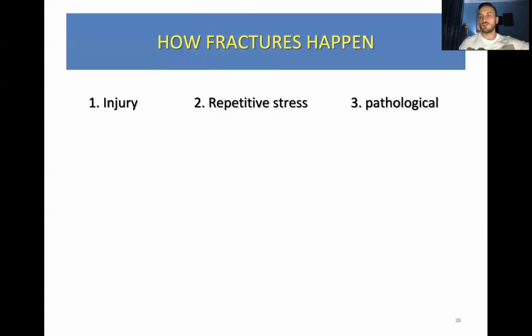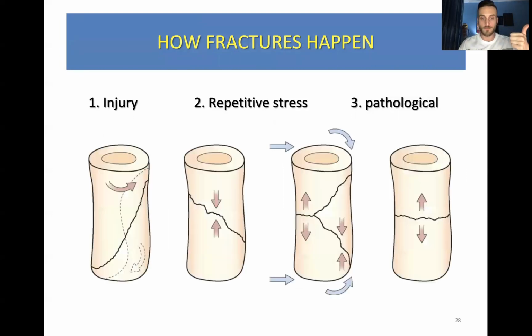So how do fractures happen? Usually, either it's an injury, acute trauma, okay? Either repetitive stress or pathological. So it's either a direct trauma, which will break the bone, repetitive stress, like the army or the dancers or the sports people, and finally pathological.